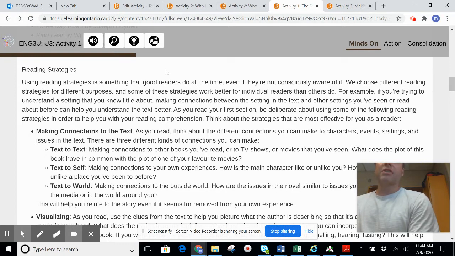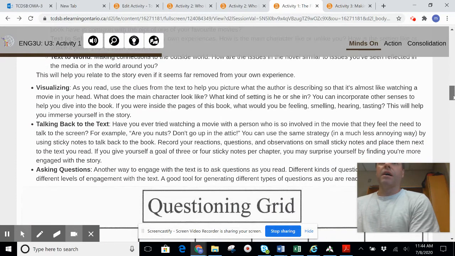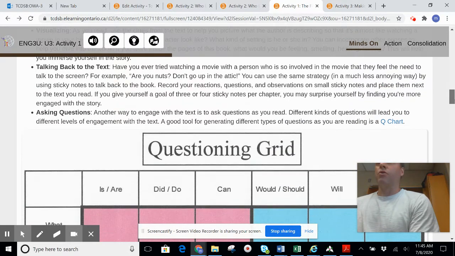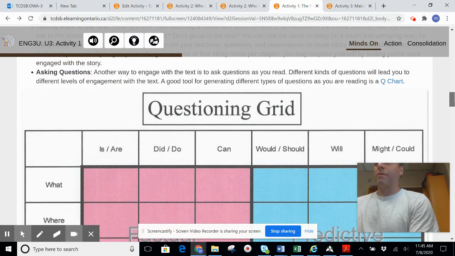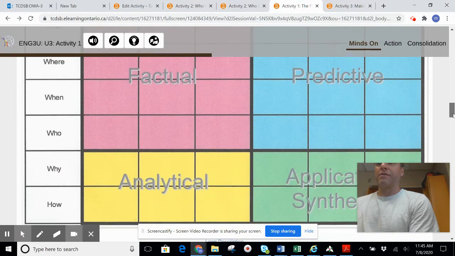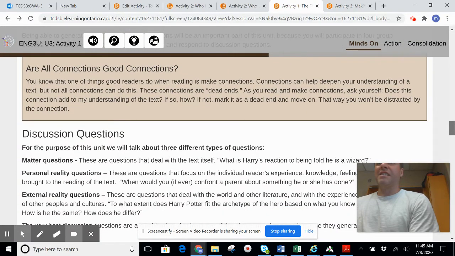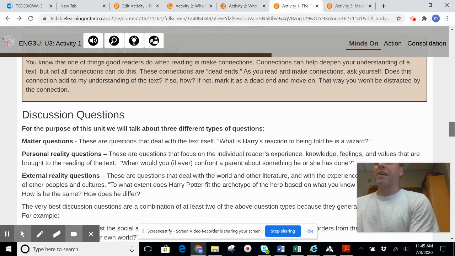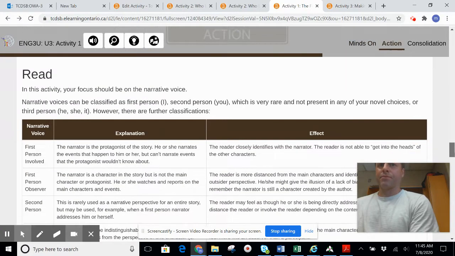Then it goes through some reading strategies, how to make connections to the text. You should look at all those: text to text, text to self, text to world. There's all sorts of ways to make connections. And that's what you should be doing as you're reading through. Here's a question grid, how to ask yourself questions, the different types of them: factual, predictive, analytical, application, synthesis. All of this is easy to read through, and I don't think any of it really needs a lesson. If you're unclear, you can always ask me about it, by the way.